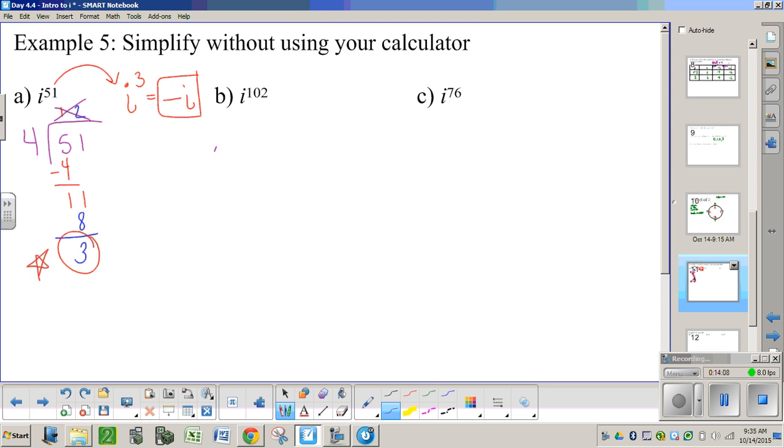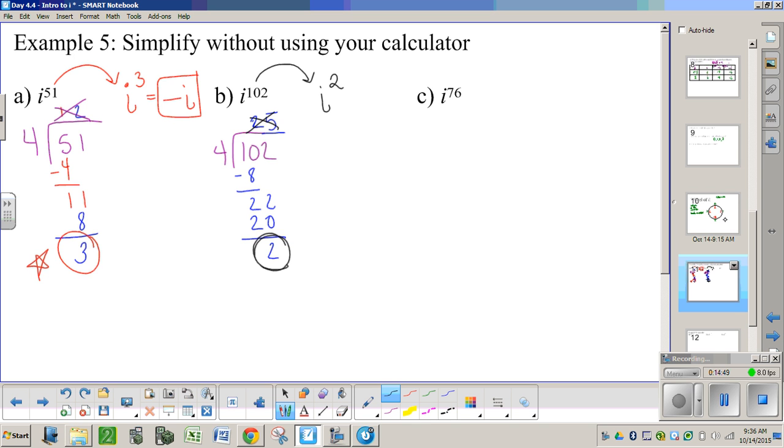Okay, let's look at 102. 4 goes into 10 twice. That's 8. Subtract that. That's 2. Bring down the 2. That's 22. And that goes in 5 times. Sorry about that. So that gives me 20 with a remainder of 2. Now remember, I don't care that it went in 25 times. What I really care about is that my remainder is 2. So i to the 102nd power is really just the same thing as i squared.